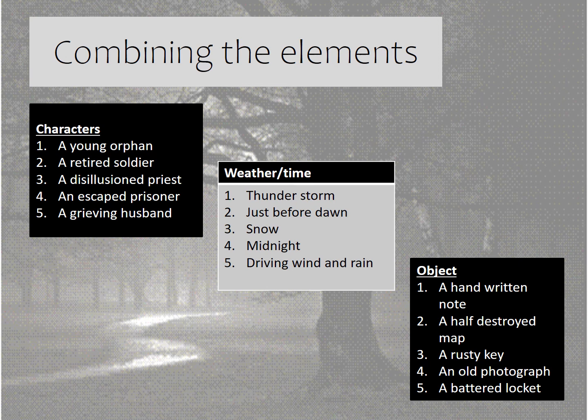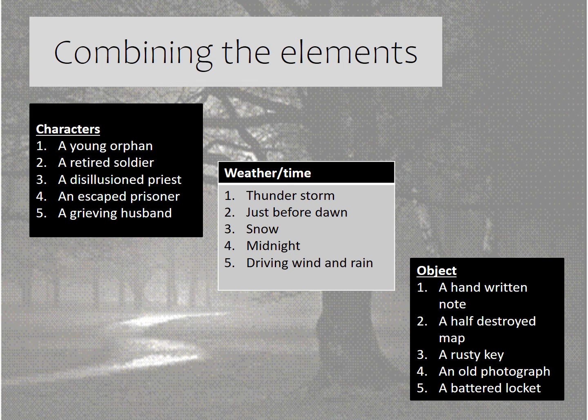But if there's a way that you could include whichever number you picked, so if you were number 1, it would be a handwritten note. If you were number 2, it would be a half-destroyed map. If you were number 3, it would be a rusty key. Number 4, an old photograph. Or number 5, a battered locket. Okay, so number 3 is your stretching challenge if you can include your object in the piece of writing that we're going to think about.